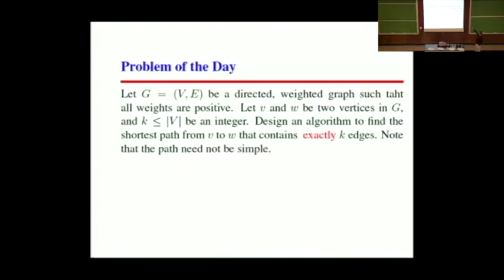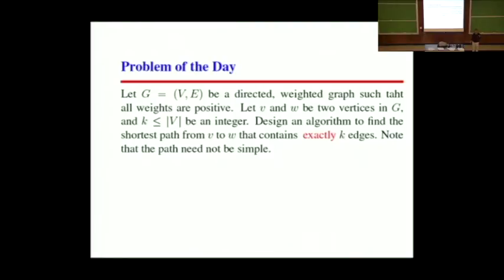Today's daily problem, I think, is actually a very interesting one. It says the following. We are given a graph, which is a weighted graph, it's directed, let's say, such that all weights are positive. Let V and W be two vertices, and K an integer. We want to find an algorithm that will find the shortest path from V to W that contains exactly K edges. Does everybody kind of see this? I'm specifying how many hops I'm allowed in my graph.